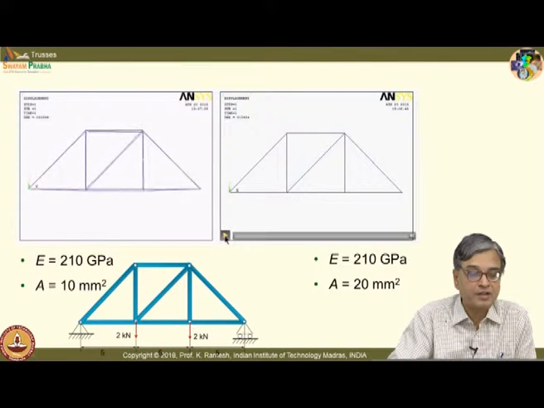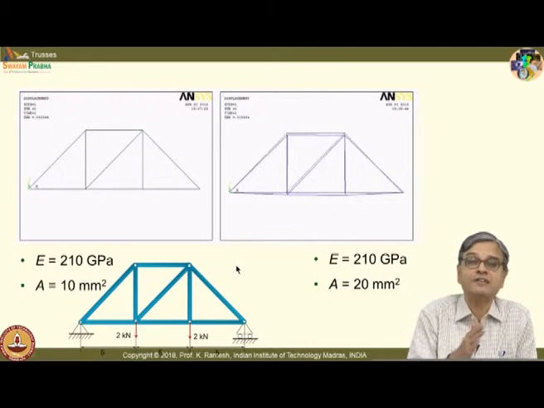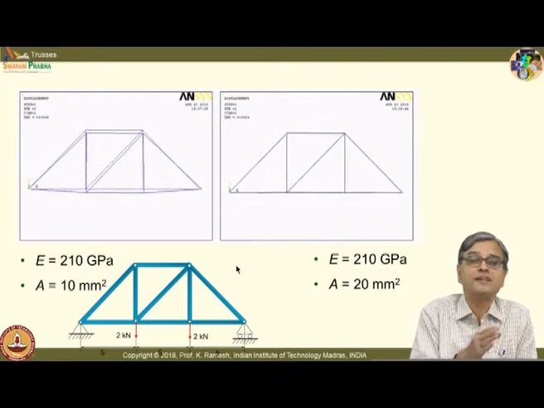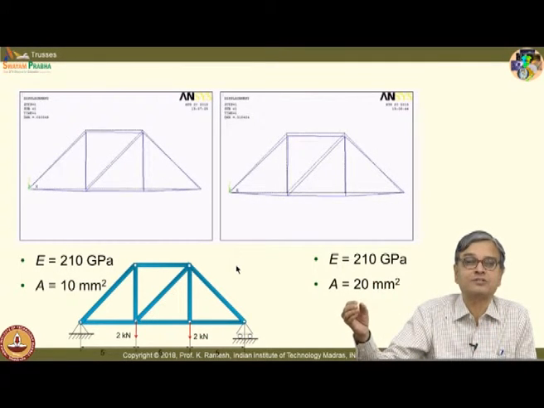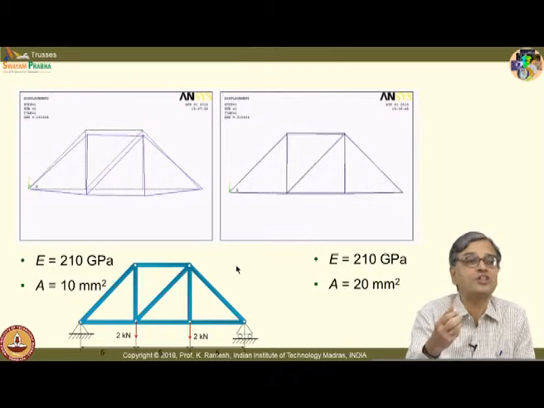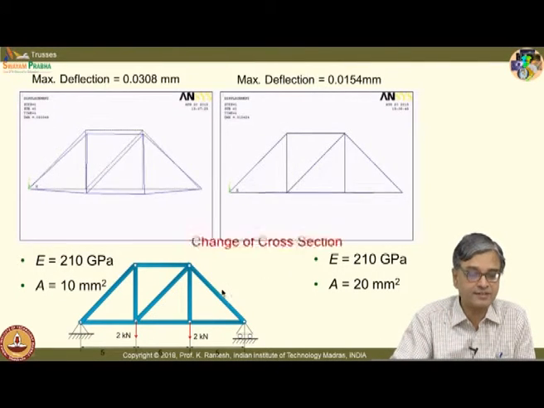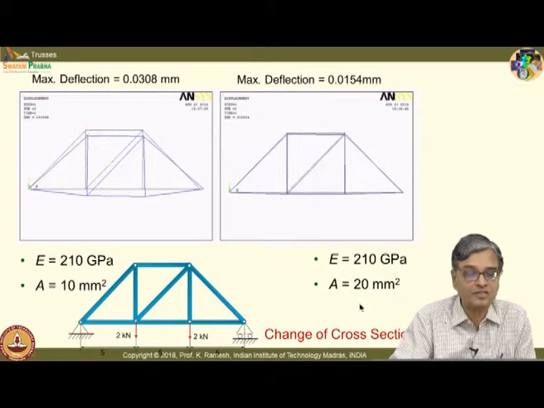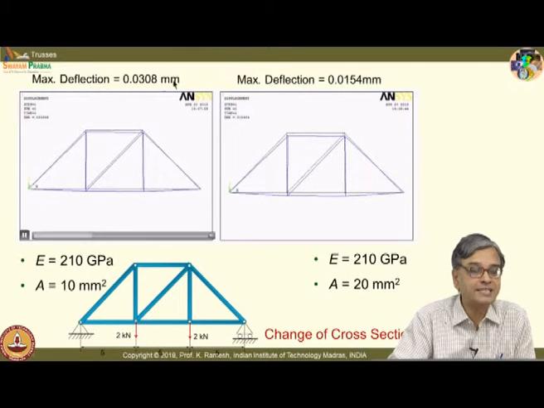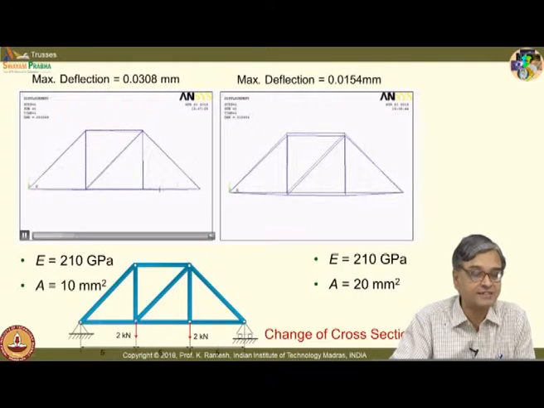And this shows a nice animation of the trusses, because the whole idea is, as I said, whatever you learn in engineering mechanics is initial data that you get for your next level course. In the next level course, you have to find out what cross section I should use. Here you have two trusses, one having a cross section of 10 millimeter square, another double the cross section, and you see the maximum deflection is 0.0308 millimeter. So, this is highly exaggerated.